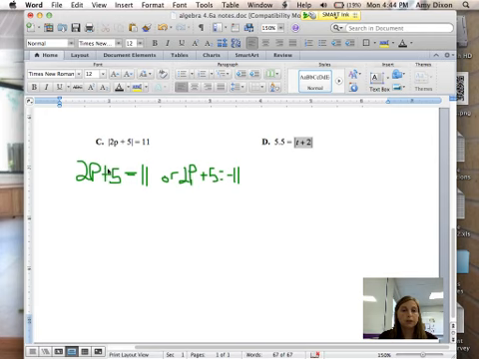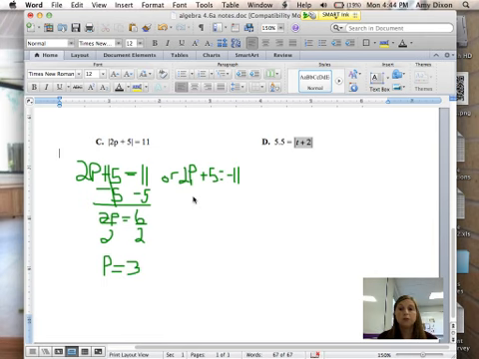Let's start with the one on the left. To get 2p by itself, we subtract 5 from both sides of the equation. All right, so we bring down our 2p. So we get 2p equals, and then 11 minus 5 is 6. So 2p equals 6. Then we divide both sides by 2. So p can equal 3. That's one of the answers. Now we solve the other side.